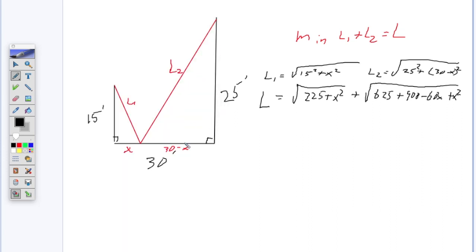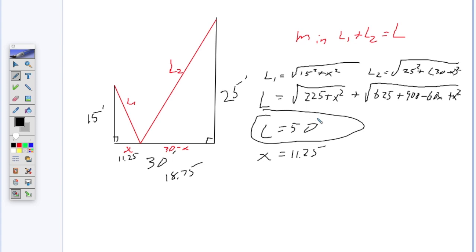So let's go back over here. L is going to equal 50. X is 11.25. So we have 11.25 here, and over here, 30 minus 11.25 would be 18.75. But the minimum length of our cable is going to be 50 feet.